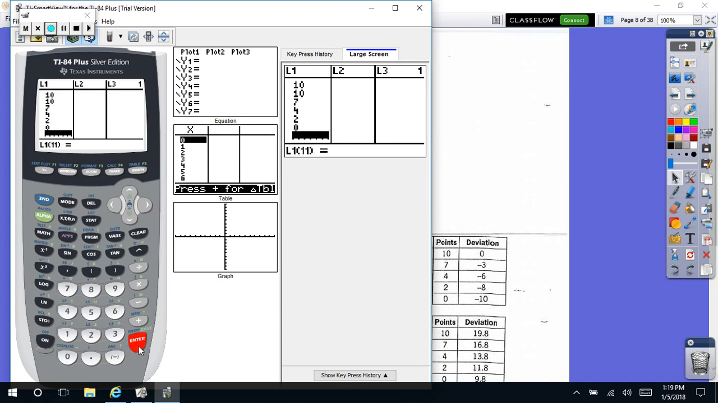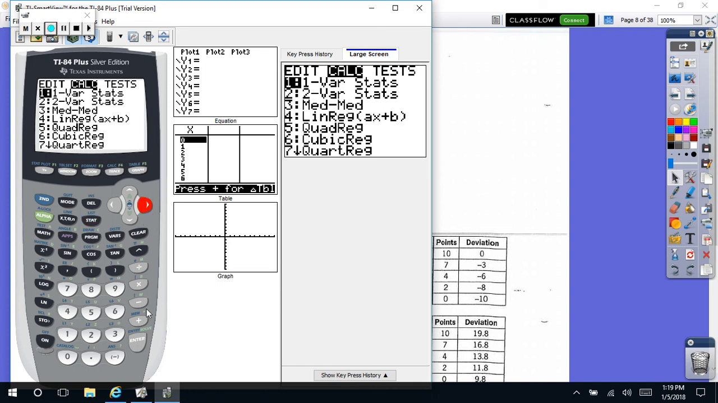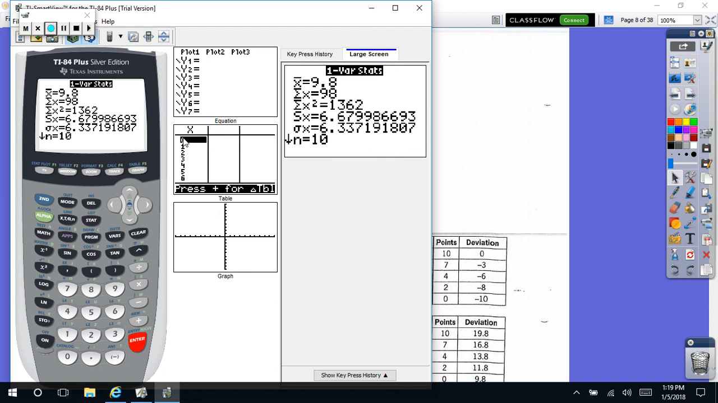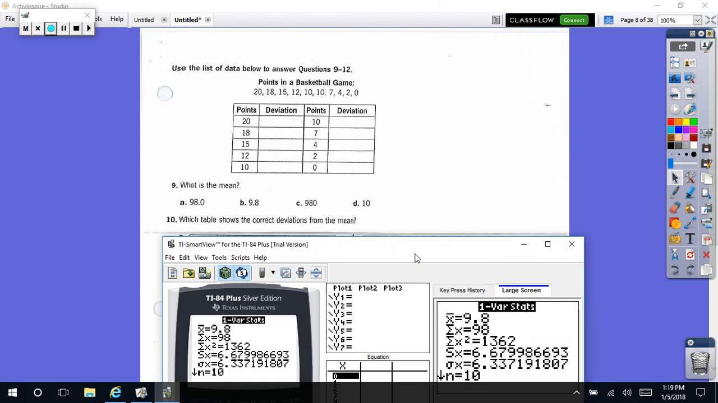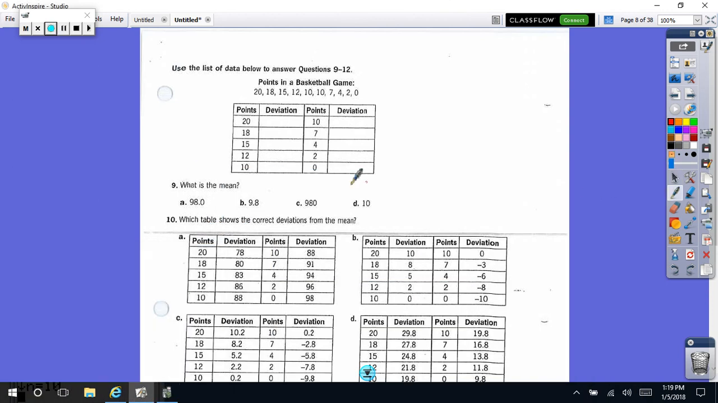And again, once you get those in, you press stat again. Calculate this time, the very first one which says one variable, and go down to calculate, and it pulls it all up right there. Remember, this x with the line over it is our mean. So our mean is 9.8, so the answer to question 9, sorry, is B, 9.8.